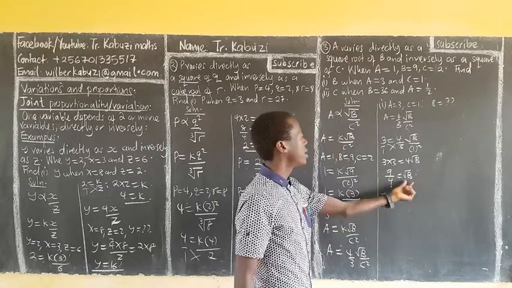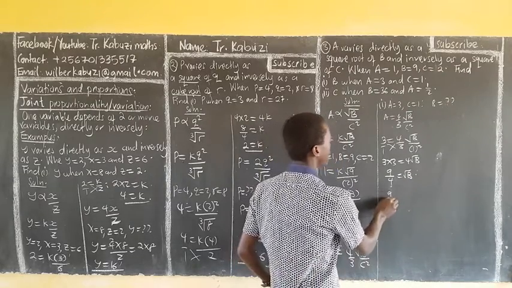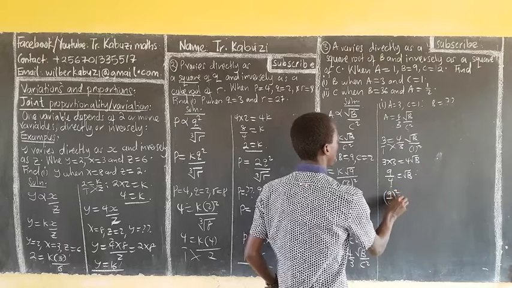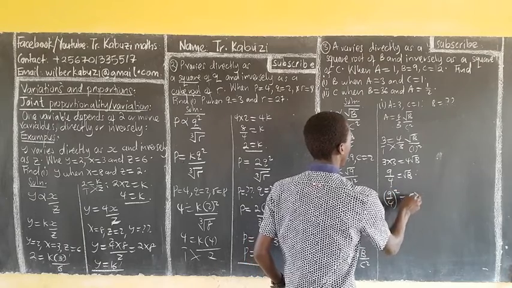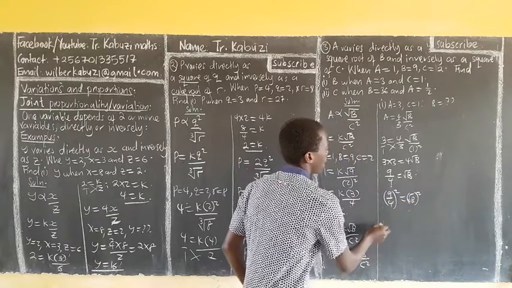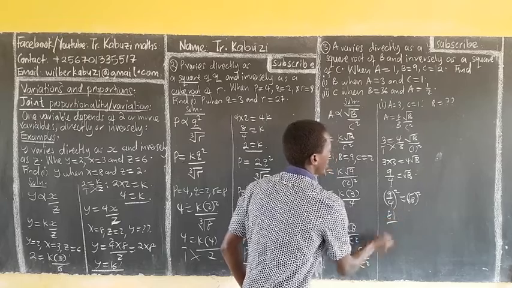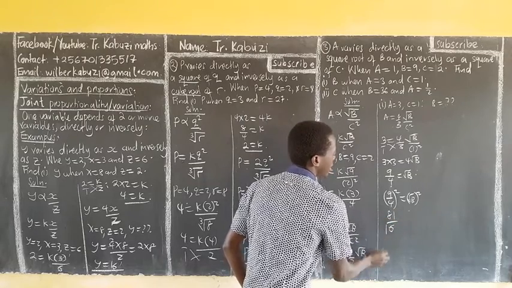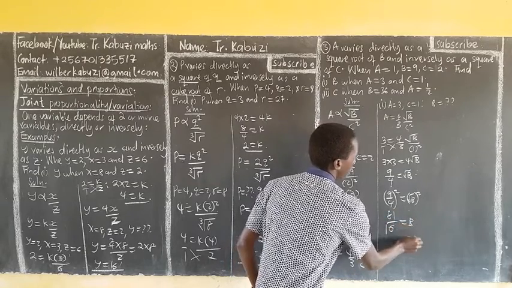So how do I get this b? I square both sides. When I square 9, I get 81. When I square 4, I get 16, equaling my b.